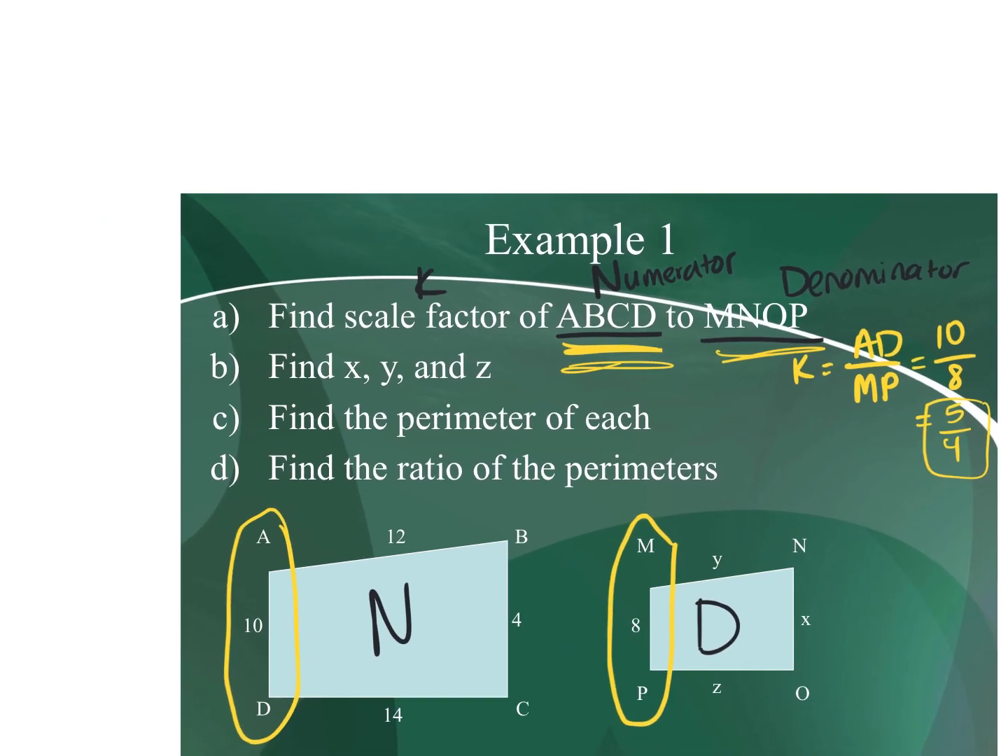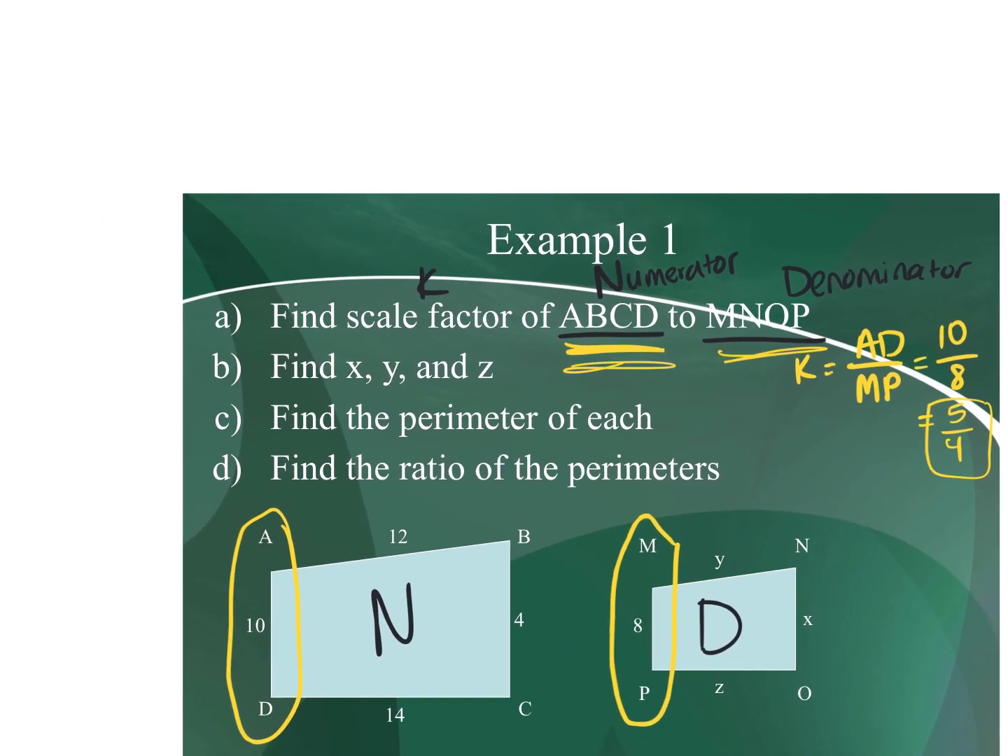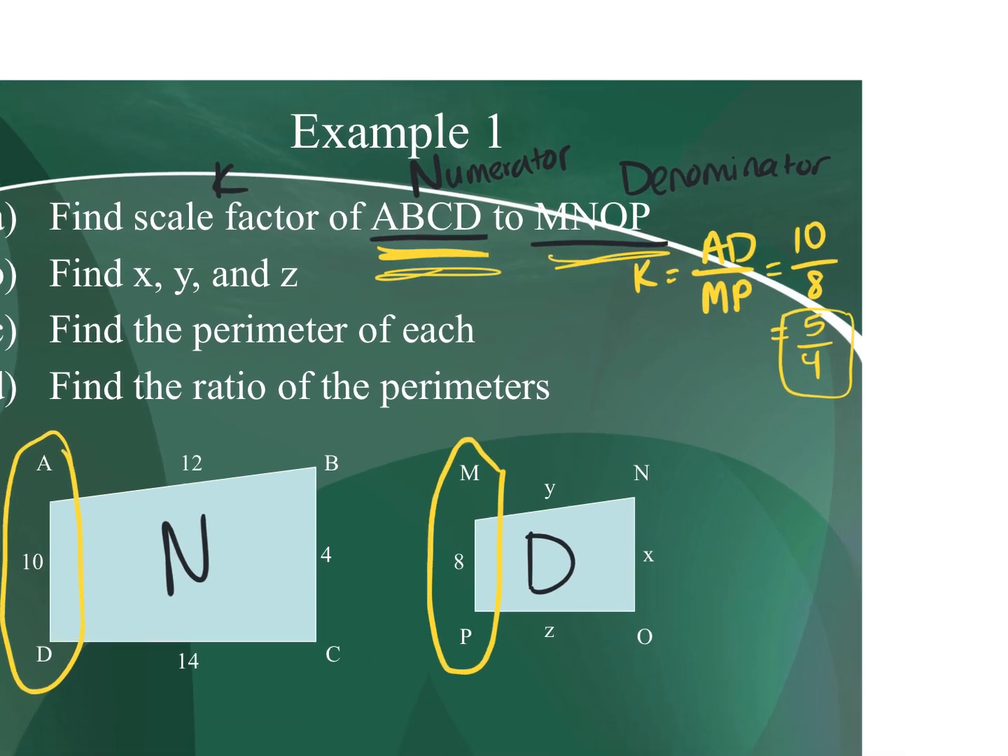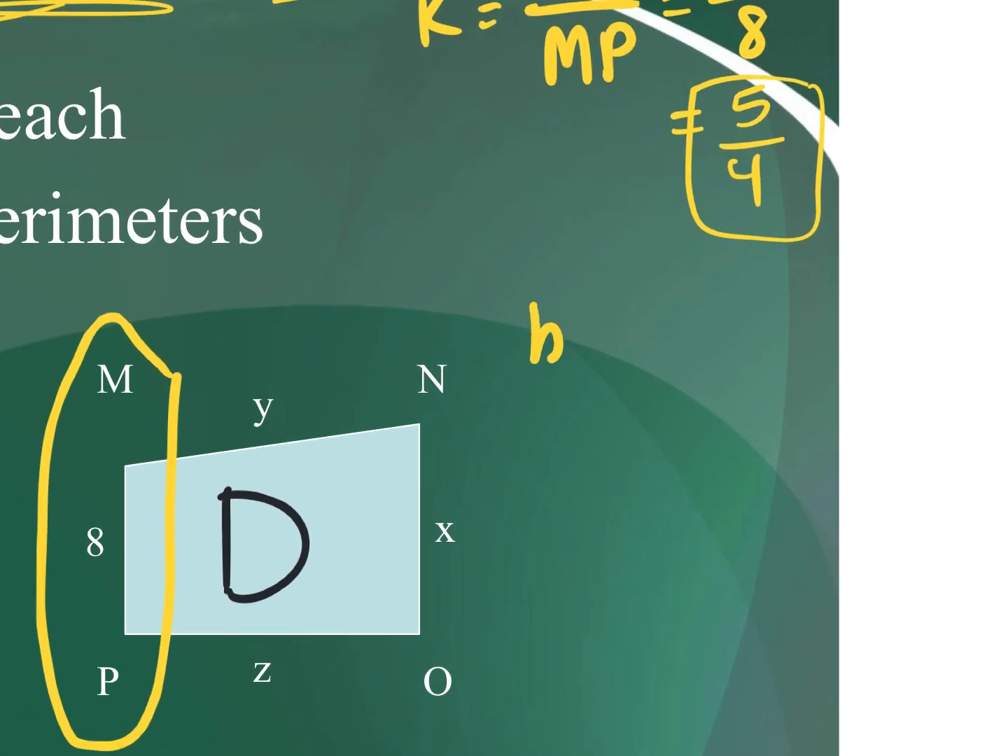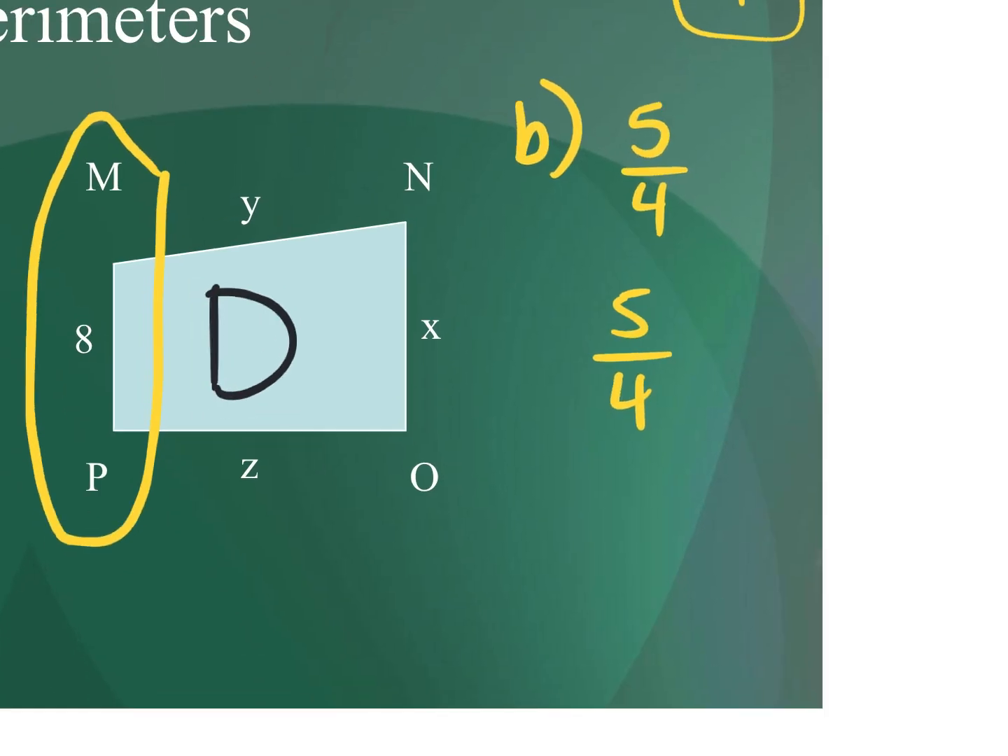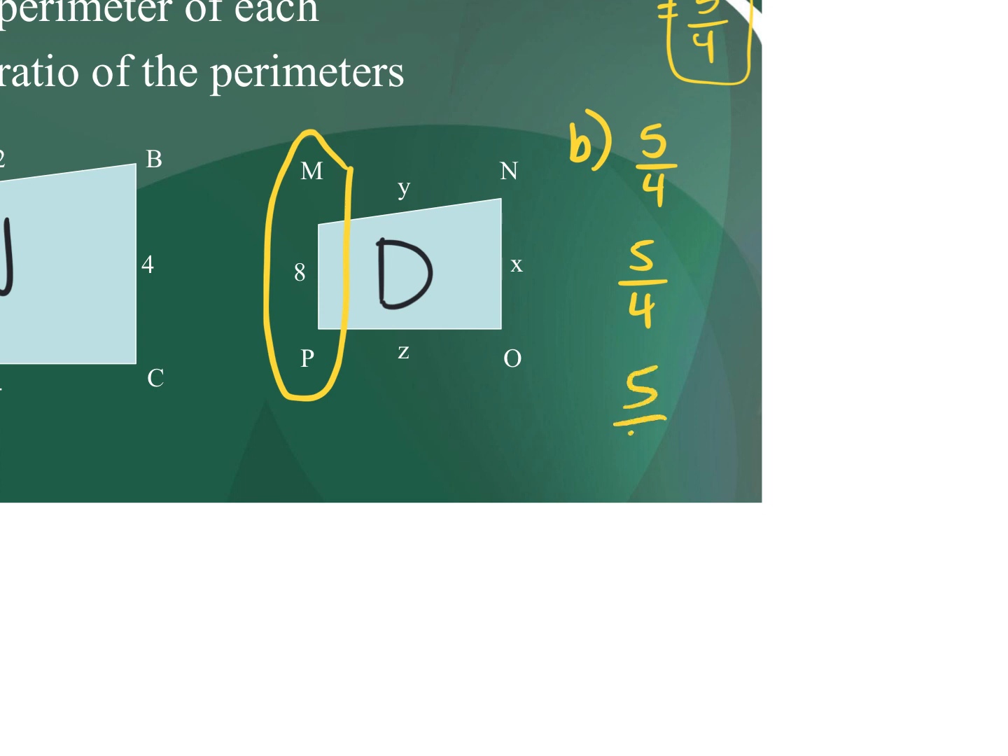Okay. The second one says, find x, y, and z. So how we do this is, remember, all of your sides are proportional by that same scale factor. So what we're going to do for B is we're going to say, okay, this is letter B. 5 over 4, which is my scale factor, should be proportional to all 3 of the missing sides.